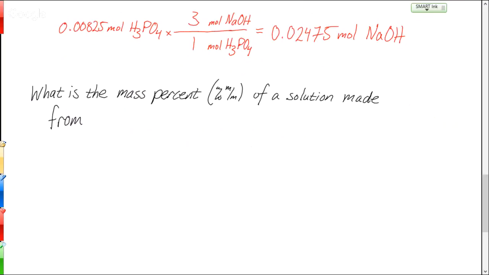Of a solution made from 5.3 grams of sodium chloride and 106.4 grams of water. Do you want to try it first? No. Let's do it together.